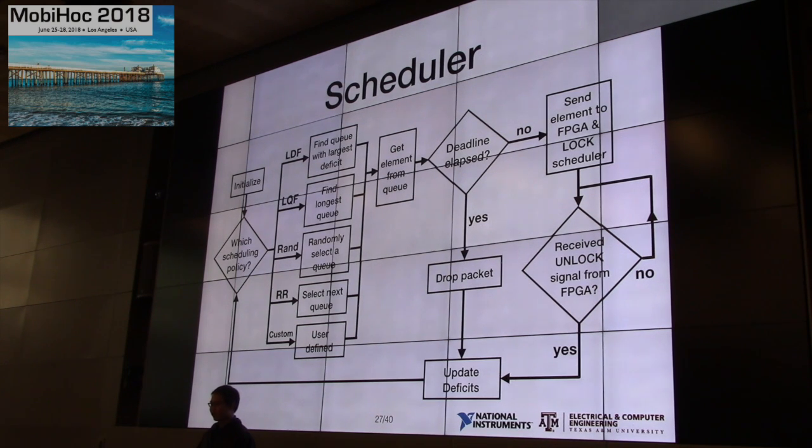So regardless of which policy you use, it will take the element from the queue, based on the queue that's specified by the policy, and then first thing you do is you check whether the deadline has elapsed. If it hasn't elapsed, then you send the element to the FPGA and you lock the scheduler. So you won't have queuing delays on the hardware itself. So what we enforce is basically one packet gets scheduled, you wait for the feedback, and then you schedule the next packet. And of course, if the deadline has elapsed for the packet, then you just drop it and you update the deficits appropriately.